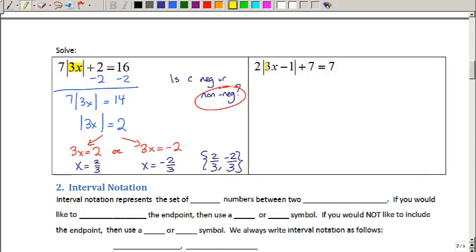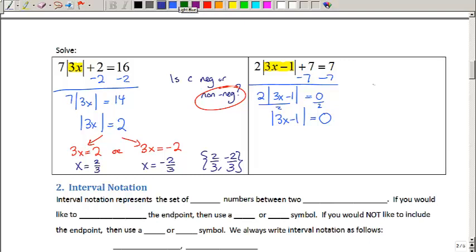On our last problem, I would like to isolate my absolute value bars. So first I'm going to subtract 7 from both sides. And divide both sides by 2. 0 divided by 2 is still just 0. Once my absolute value bars are isolated, I ask myself the question, is C negative or non-negative? Well, in this case, C is 0.